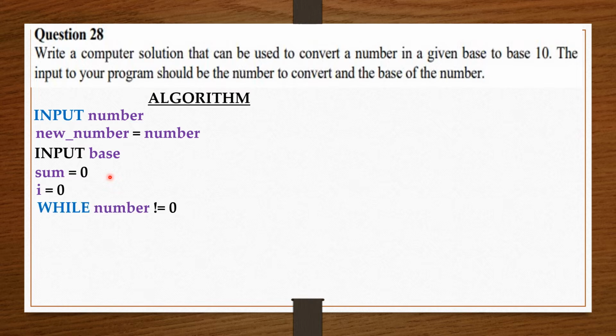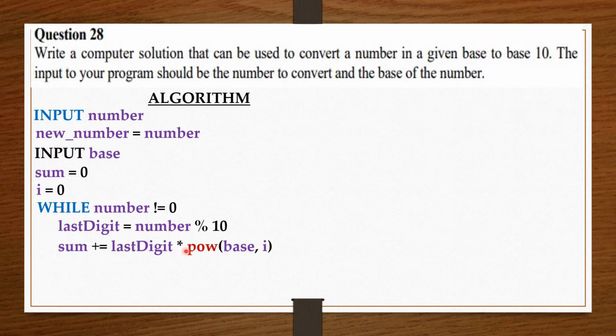We say while the number is not 0, take the last digit. So last digit equals number modulus 10. Now multiply this last digit by the base raised to the power I. Remember, I is equal to 0. So multiply the digit by the base raised to the power 0, and then add it to sum. Remember, sum is 0 already. Then after that, take away that last digit. Then increase I by 1. So I will increase from 0 to 1. Then check if the number is not 0.